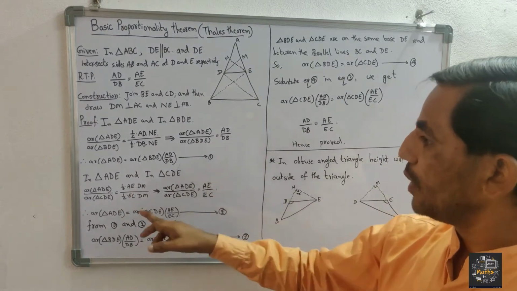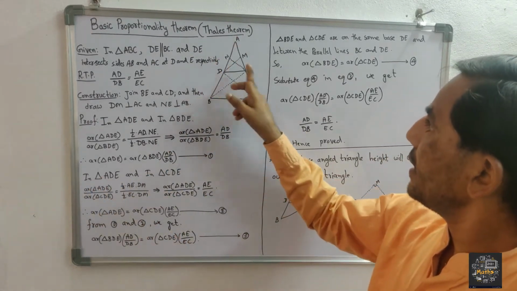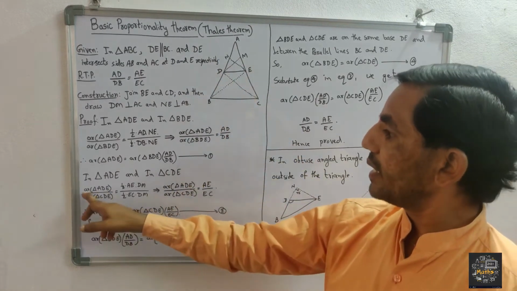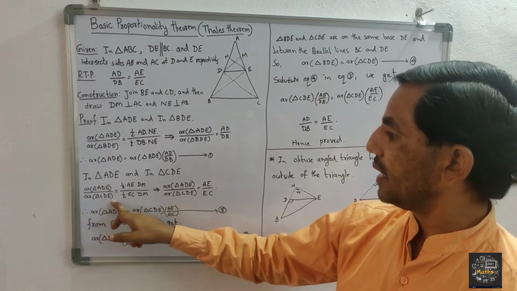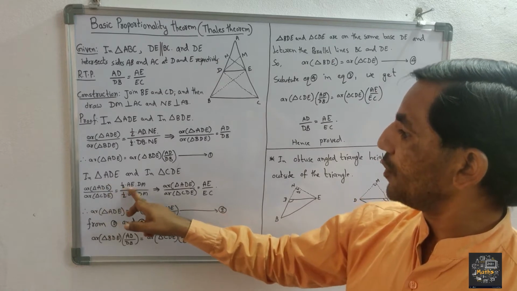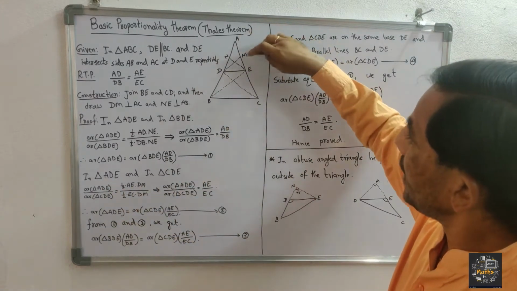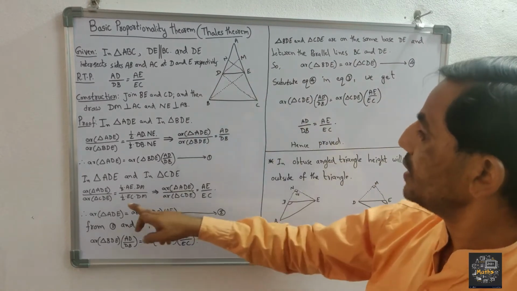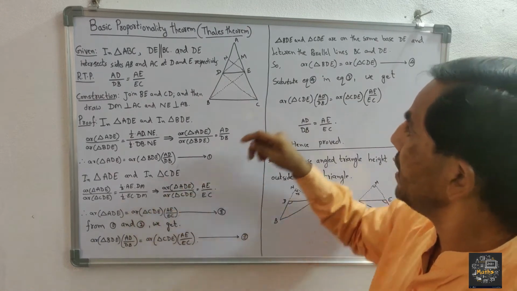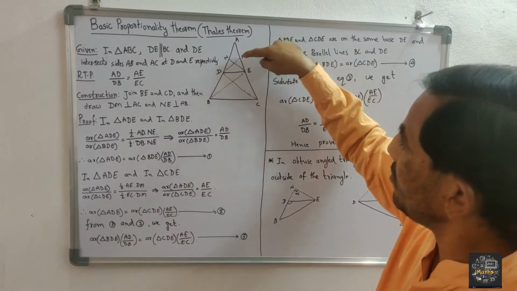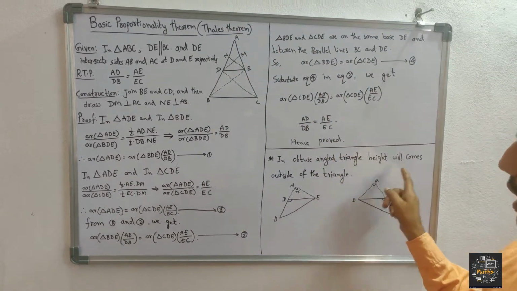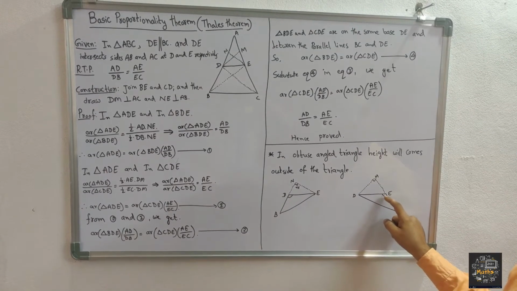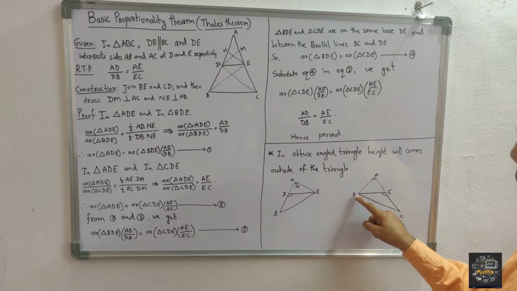And continue. In triangle ADE and in triangle CDE, again area of triangle ADE by area of triangle CDE. So area of triangle ADE is half into base into height. Here I take base AE and height DM. And in triangle CDE, half into base EC, and height also DM. Here in an obtuse angled triangle, the height comes outside of the triangle. So in DEC, at point E is the obtuse angle, so the height comes outside, that is DM.